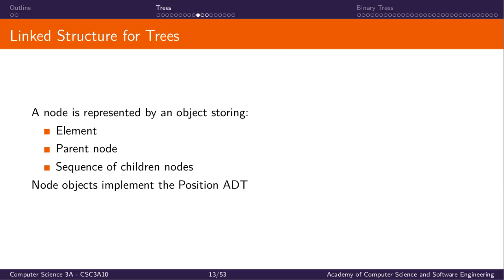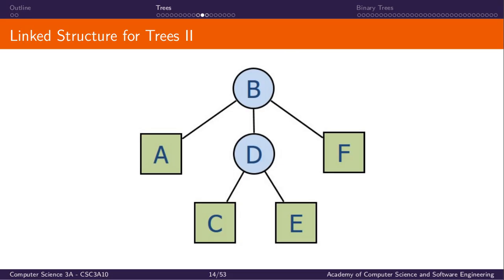So a node is represented by an object storing an element that we used within our list, but now we also store a reference to the parent of this particular node and to a sequence of children nodes. These nodes would then implement those positions that we described within our tree ADT. So we could use a linked structure to express our tree, where each of these, A, B, C, D, all these would be a node that stores not just a reference to a particular element, but also a reference to a parent and to a list of children.